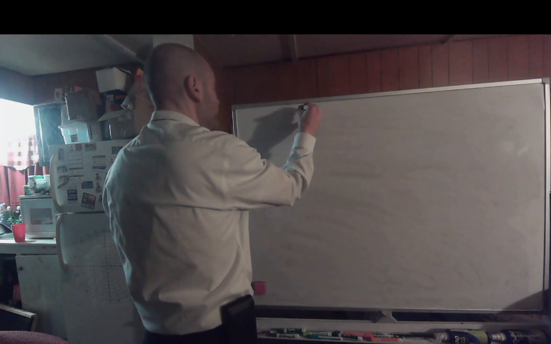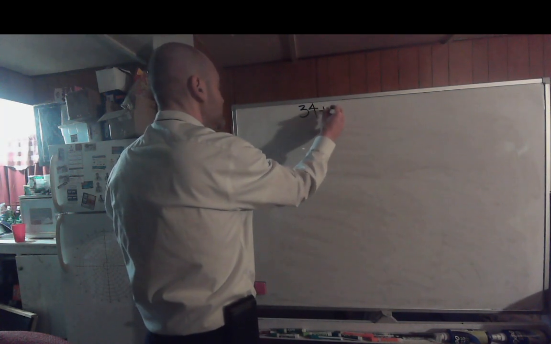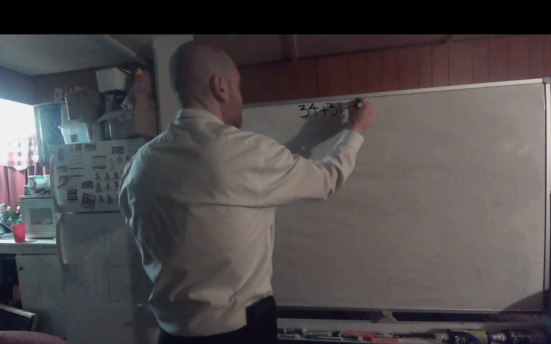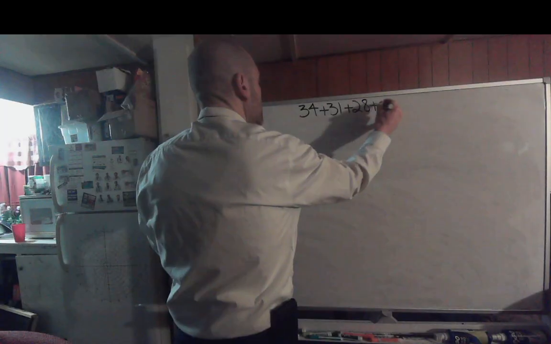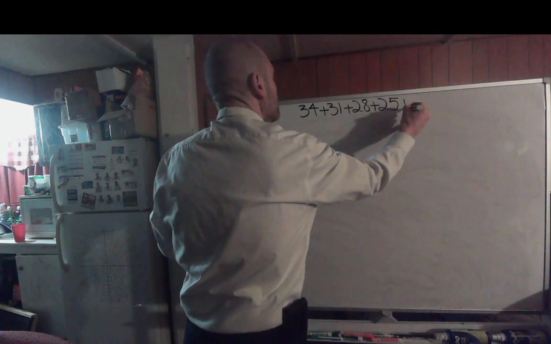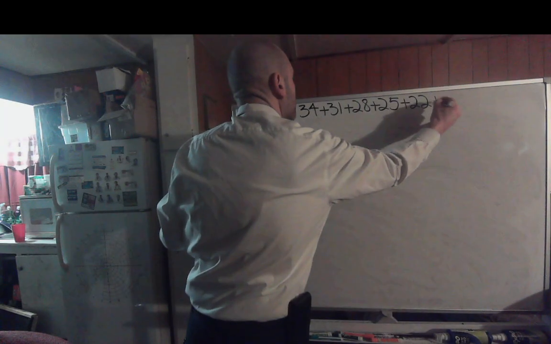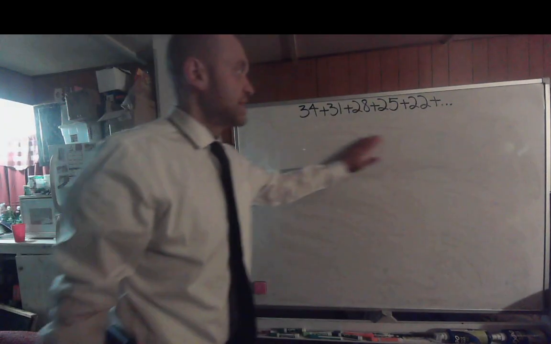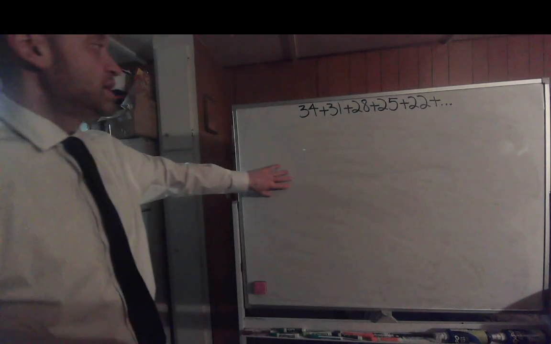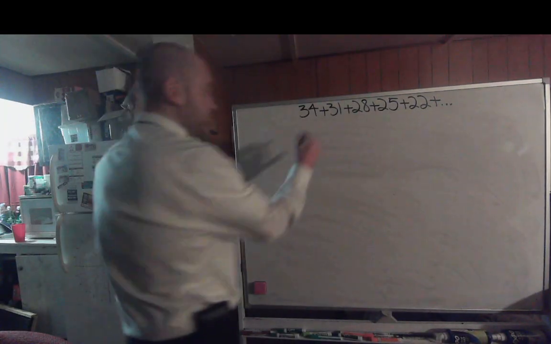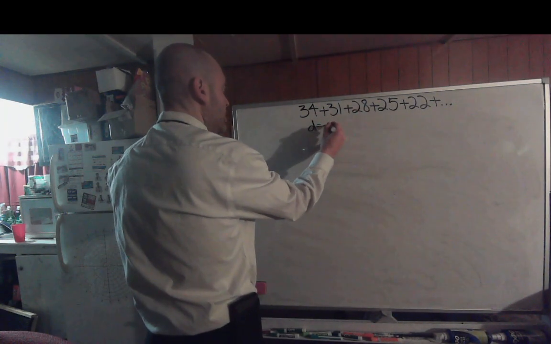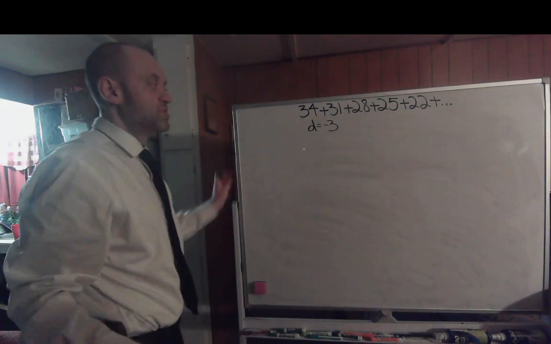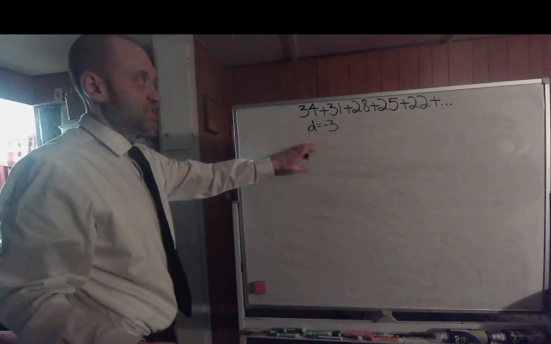All right. We have 34 plus 31 plus 28 plus 25 plus 22 plus ... So again, this arithmetic series continues infinitely. So it looks like the common difference is negative 3. We actually drop 3 from each term. So the common difference is negative 3.